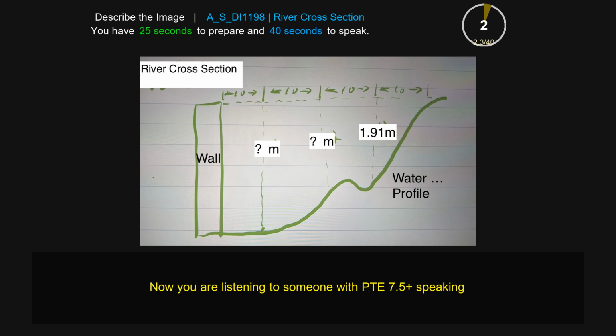This picture tells about the river cross section from a wall to the water profile. It has been separated with 10 meters, 10 meters, and 10 meters four times, and the water profile has been widely increasing to 1.9 percentage. And it also meant that the wall has been the blocker for this, and also it has been increasing from the water profile from 0 to 100. From this figure, it is evident that from the wall, the water profile has been increased to 1.91 meter.